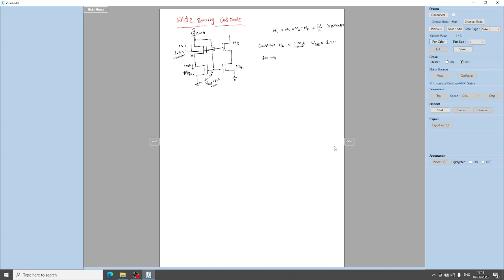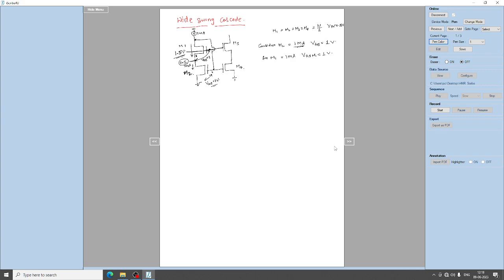Again, considering the same current of 1 milliamp flowing through the transistor M1, for M1 to have the same current of 1 milliamp, what should be the VGS of M1? That should also be 1 volt. Since the gate of M1 is connected to 1.5 volt, VGS should be equal to 1 volt, so your source terminal will be equal to 0.5 volt. To adjust this VGS to 1 volt, the source will settle at 0.5 volt.